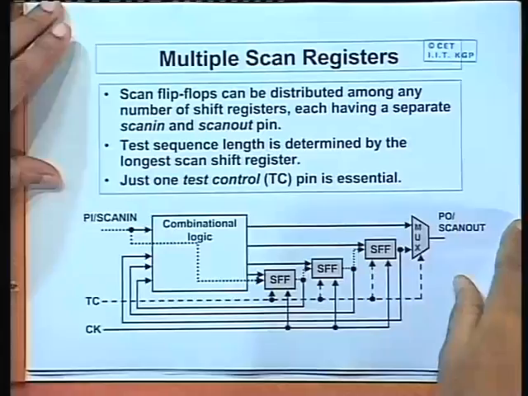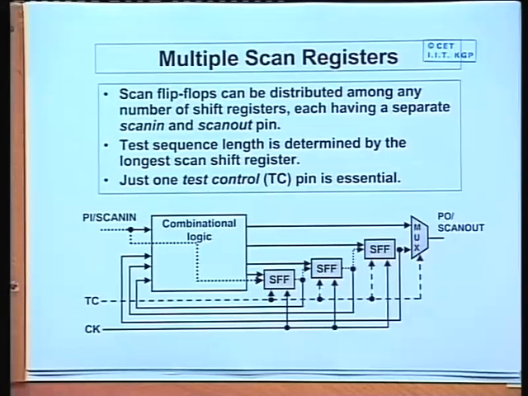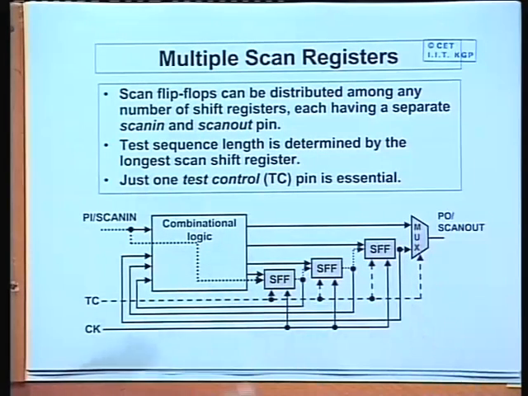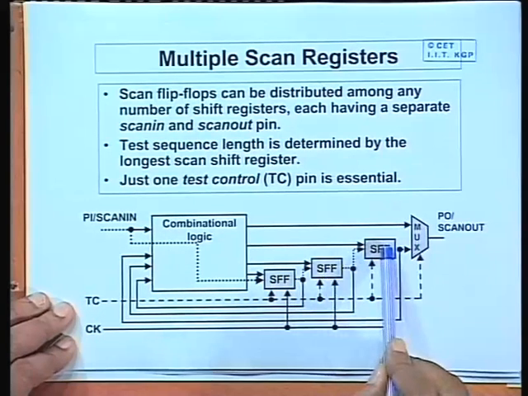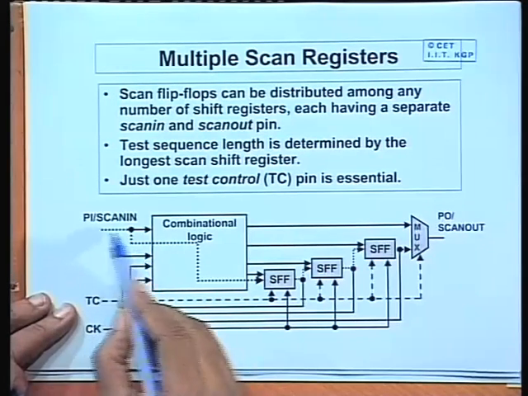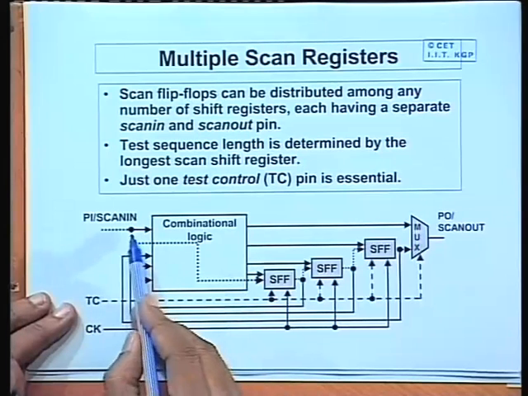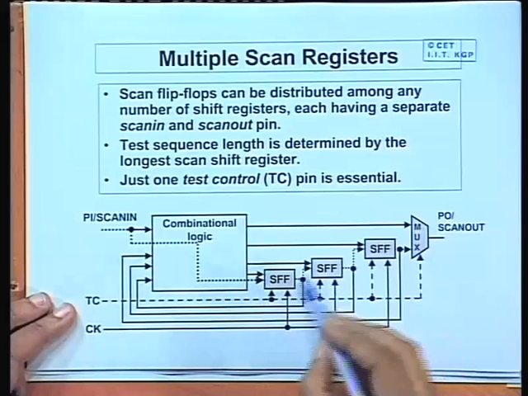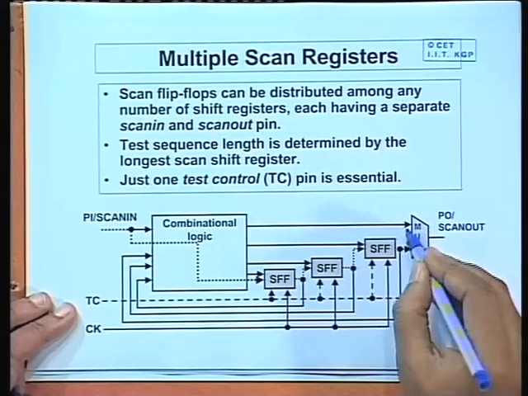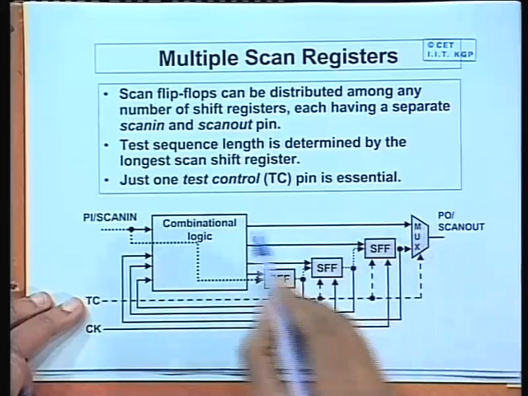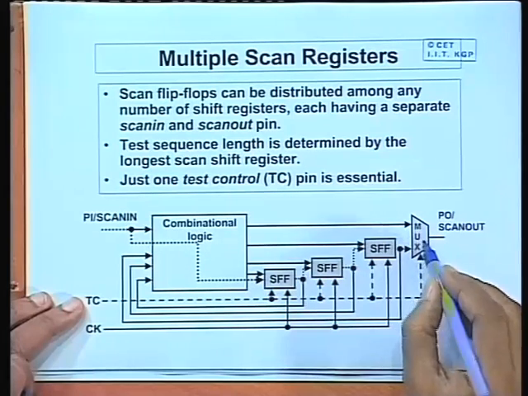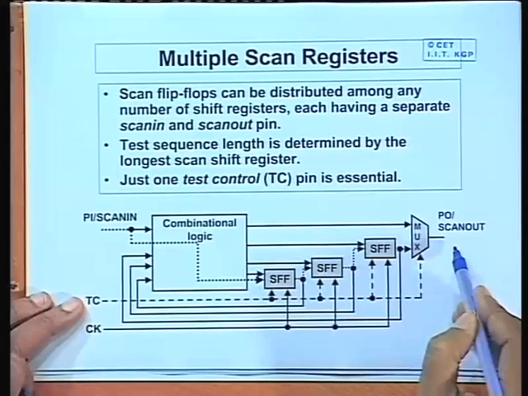So, if you want to have a multiple scan register kind of a scheme, you can do something like this. Of course, here I have shown for only one scan register, but you can extend it to more. The first thing is that these are the scan flip flops, this is the test control feeding, and instead of having a separate scan in line, you have one of the primary input lines acting as the scan in. So, this line will straight away come to here, and similarly for the output of this shift register, instead of having a separate scan out line, you can have a multiplexer controlled by this TC, where the output will sometimes be one of the primary outputs, sometimes this shift register output.